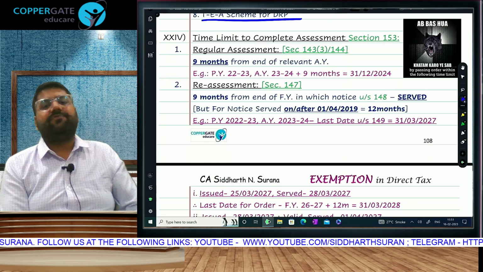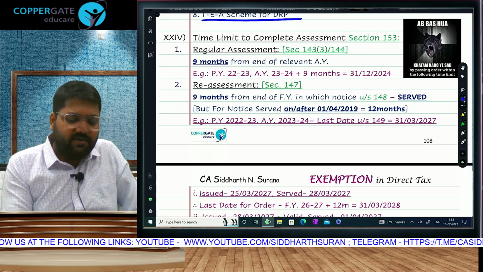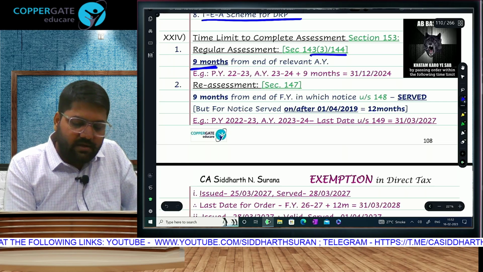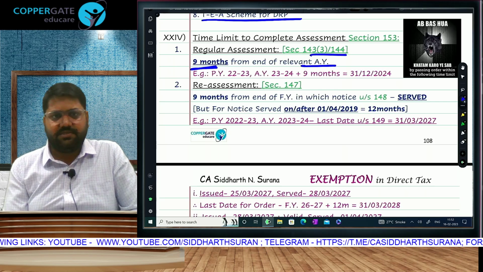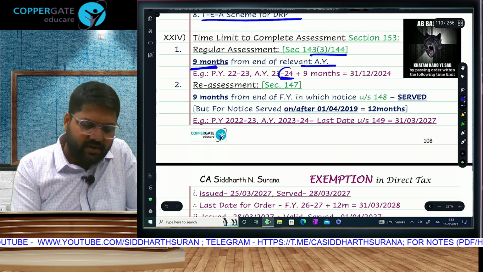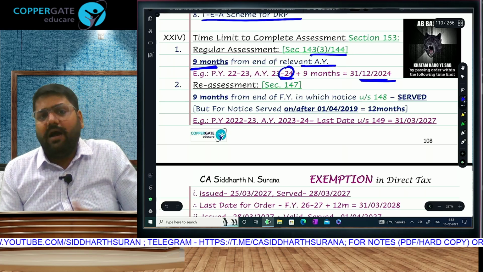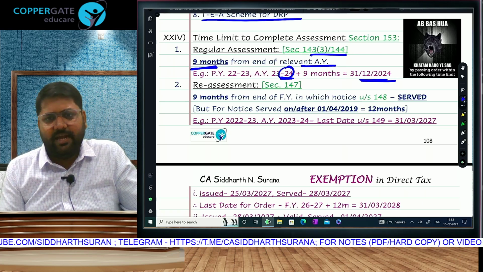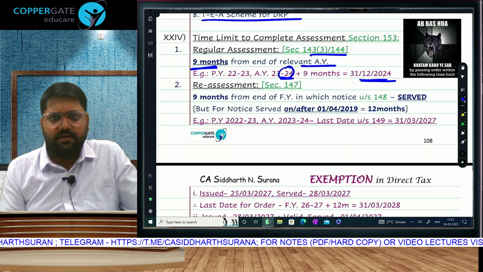Next is section 153, time limit to complete assessment, that is pass the order one by one. First, for regular assessment, it will be 9 months from the end of the relevant assessment year. This has continuously undergone changes, but this year there is no amendment. So, if we see previous year 22-23 or exam year, AY 23-24, we add 9 months. And I request you to learn this date because it can help you to understand the other concepts also. So, 31st December 24 is going to be the last date.